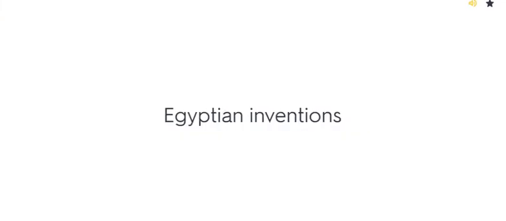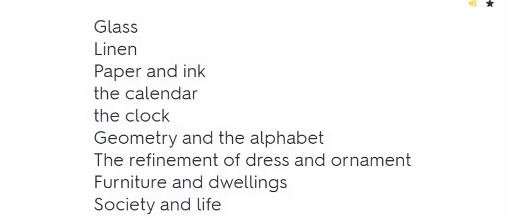Egyptian inventions. Glass, linen, paper and ink, the calendar, the clock, geometry and the alphabet, the refinement of dress and ornament, furniture and dwelling, society and life.